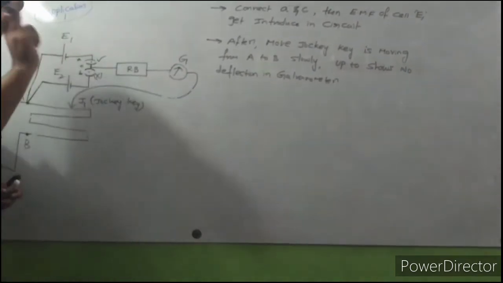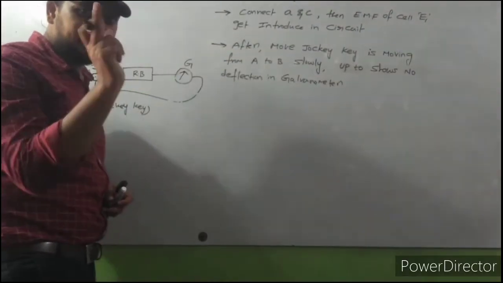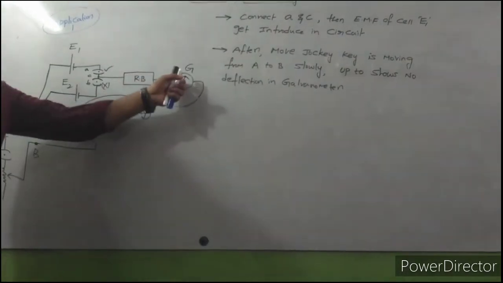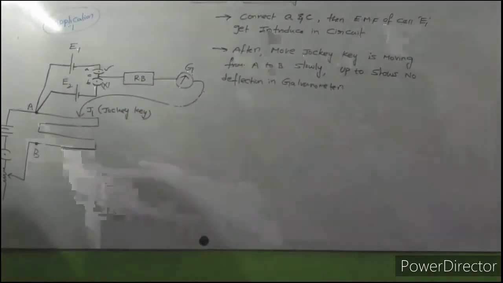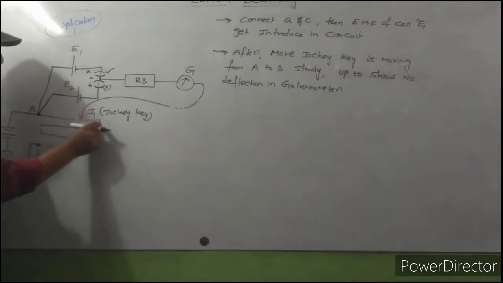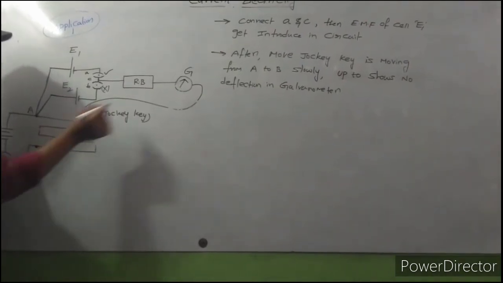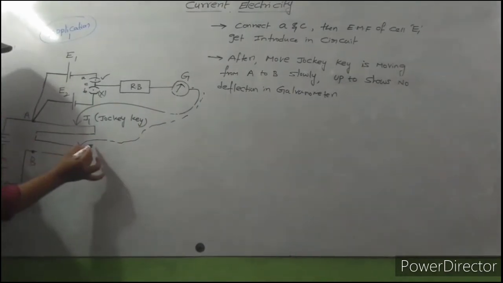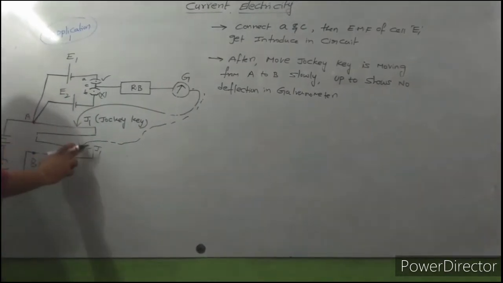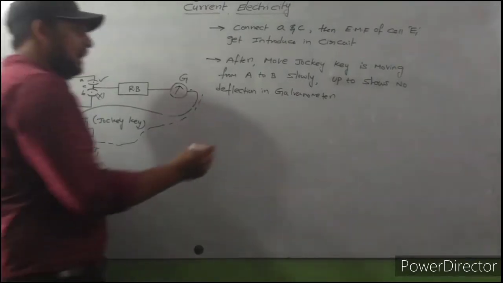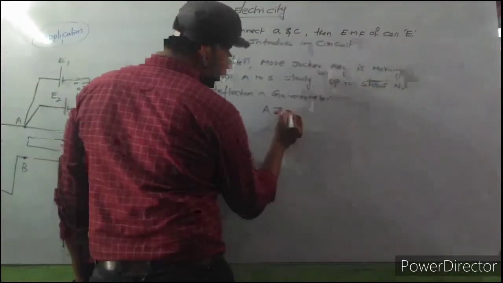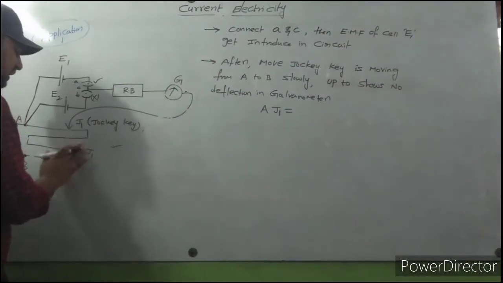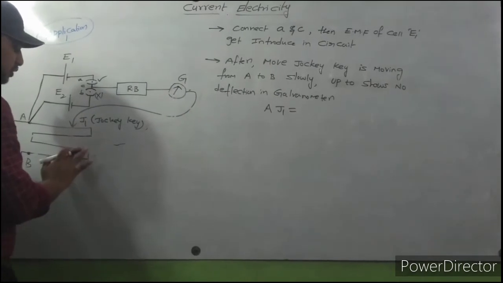This needle is generally moving. It is going to be deflected. If you move this jockey key up to a point, there is no deflection in the galvanometer. Up to that we are moving. For example, after some time the jockey key is here, which means we just measure this length AJ1. Are you understood?